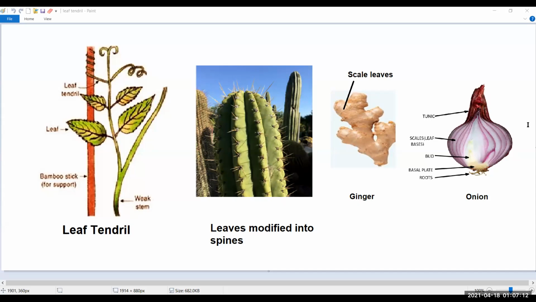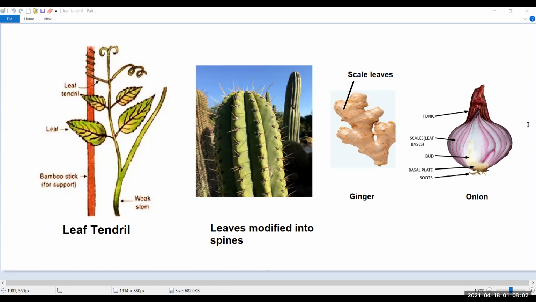Now, the next topic is modifications of leaf. That means some changes in a leaf to perform a special function. The first is leaf tendril. In plants with weak stem like pea, a few leaves are modified into thin, wire-like coiled structures called leaf tendrils. They give support to the plant as it climbs up any object as they touch the object, like a bamboo stick.